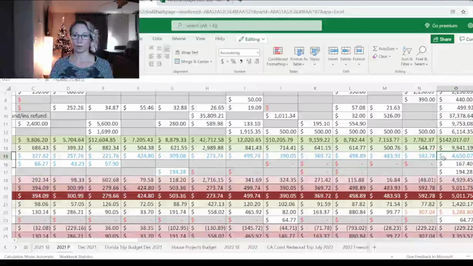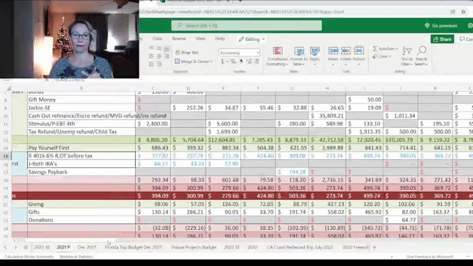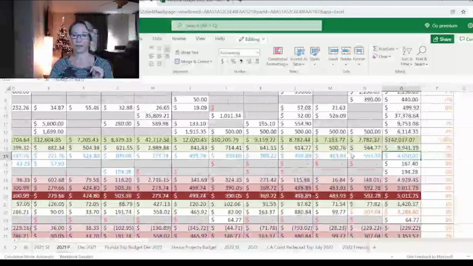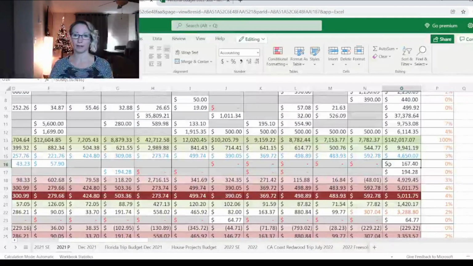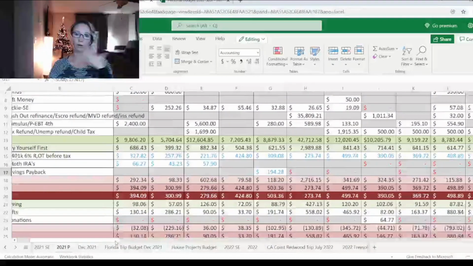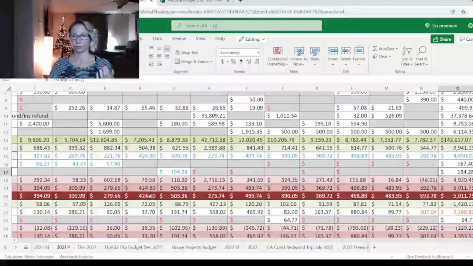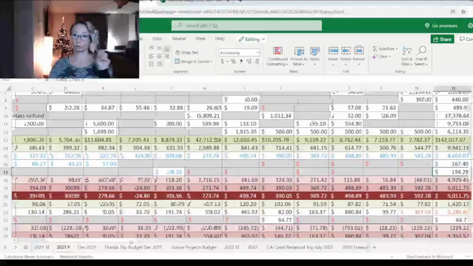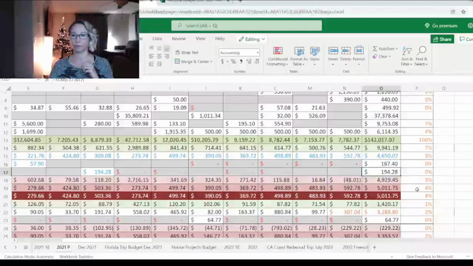So you're going to see this year we invested $4,650 within his 401k. And then my Roth IRA, I basically only added $167 to that, and then we added about another $194 back to our emergency saving. So we basically saved or invested, if you will, 4% of our income. Our next one is giving.